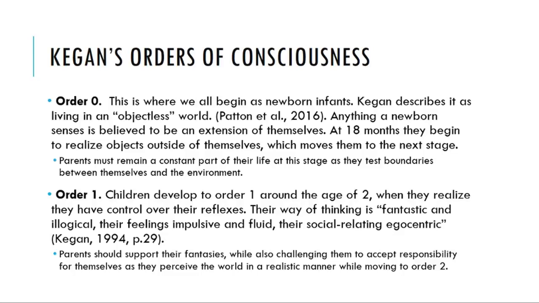Children develop to order 1 around the age of 2 when they realize they have control over their reflexes. Their way of thinking is fantastic and illogical. Their feelings are impulsive and fluid. Their social relating is egocentric. Basically, they are living in the moment and are attached to whatever or whoever is with them at that point in time. Parents should support their fantasies while also challenging them to accept responsibility for themselves as they perceive the world in a realistic manner while moving on to Order 2.